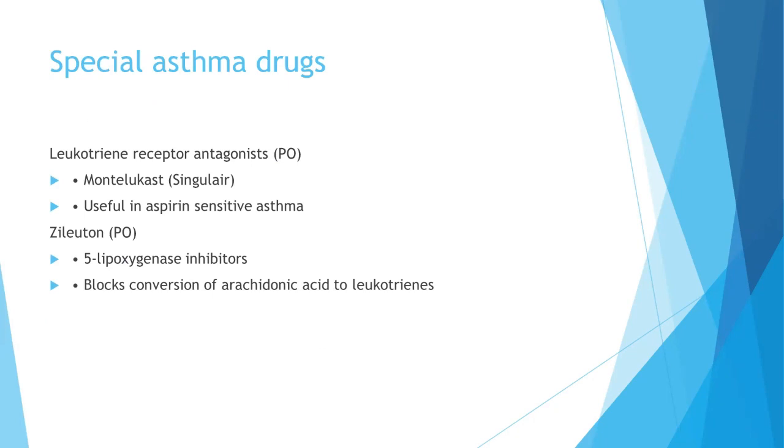So there are some special asthma drugs, like leukotriene receptor antagonists such as montelukast, okay, which are generally useful in aspirin-sensitive asthma. And there is zileuton, okay, which is a 5-lipoxygenase inhibitor, which blocks the conversion of arachidonic acid to leukotrienes. Both of these drugs are taken orally.